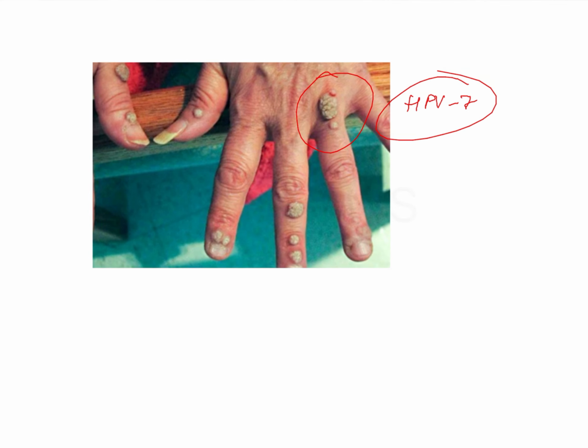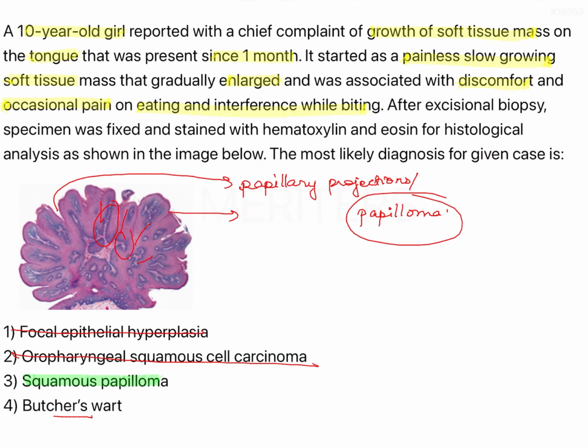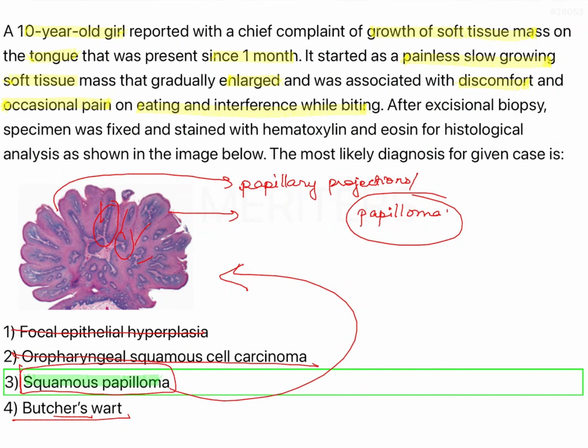So usually when we have such confusing options, when we don't know what one option is, then it's easier to go for the safer option. If you are sure that papilloma is the most likely answer, then don't get confused, don't get diverted to butcher's wart, okay? Although it may sound like a synonym, but then if you are sure of one option, just stick to that. So the correct answer over here is option 3, squamous papilloma.